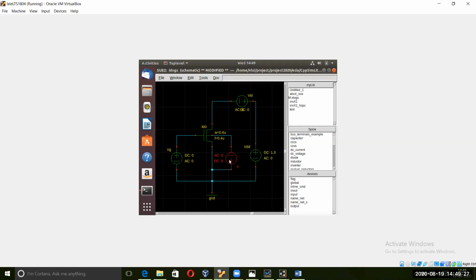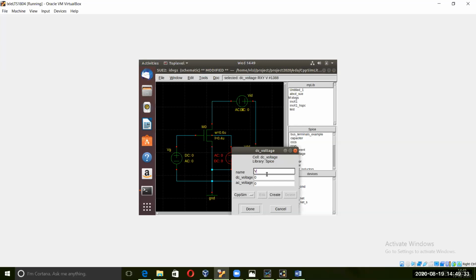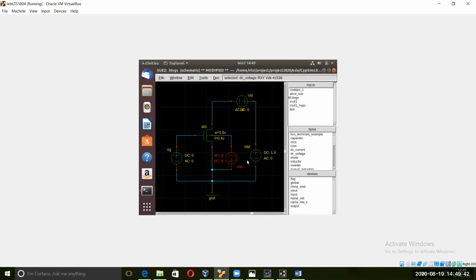Just click on. This is the error, you have to click several times. Yeah. So this is VSB, and I've taken 3 volts. My VSB, so this is the 3 volts. Then again do the file. See, now it is not saved. I've made changes now, it's not saved.